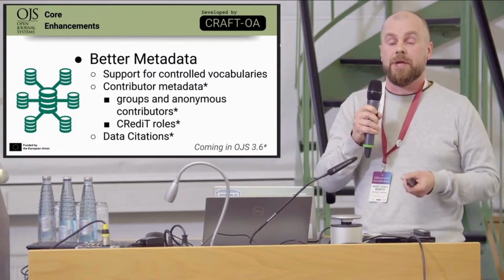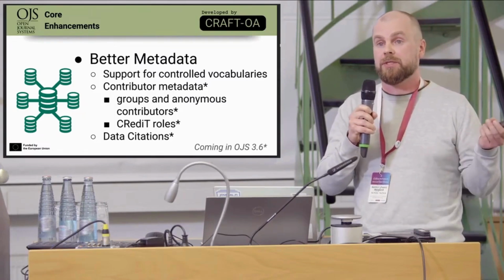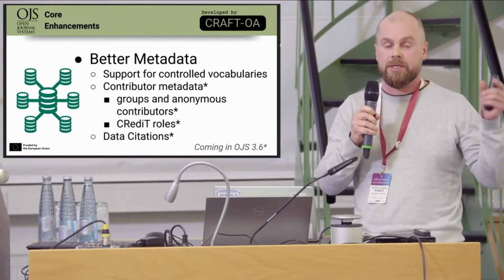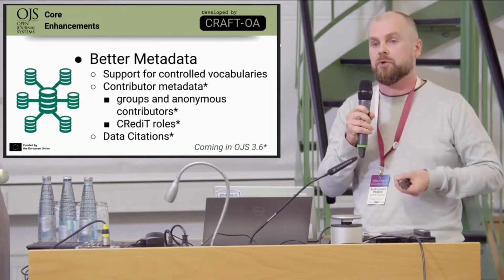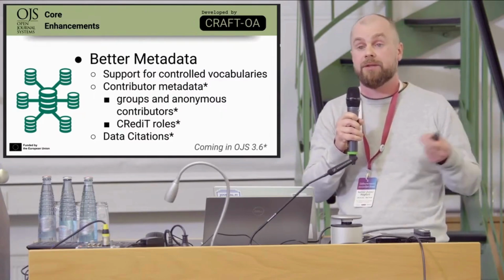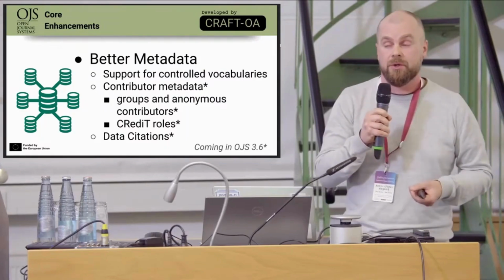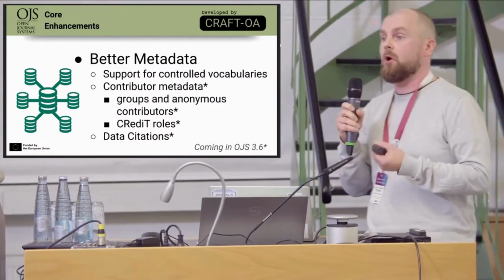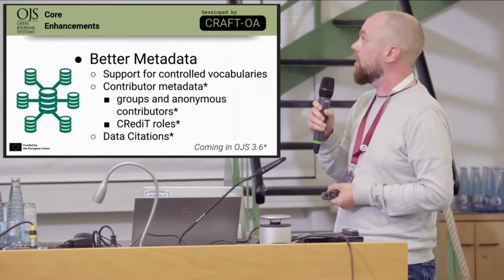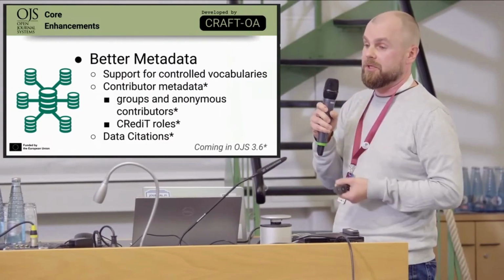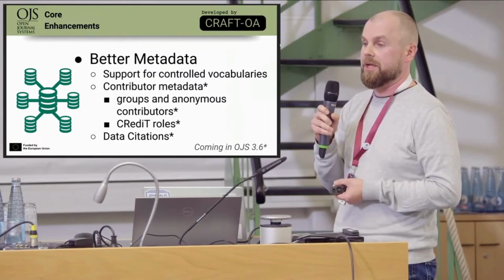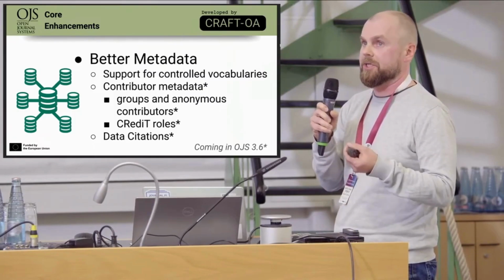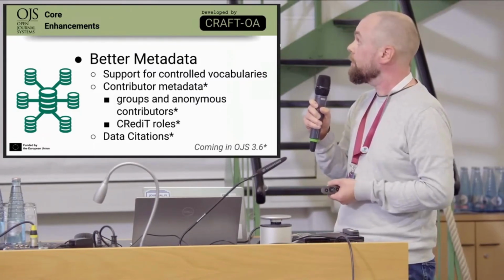So the old version of OJS was basically just storing the labels of the keywords, just the keyword itself. The new version of OJS is now also storing the identifiers for the keywords. So it's basically richer data for the keywords. And it's not only keyword fields, it's also fields like disciplines and coverage and so on.